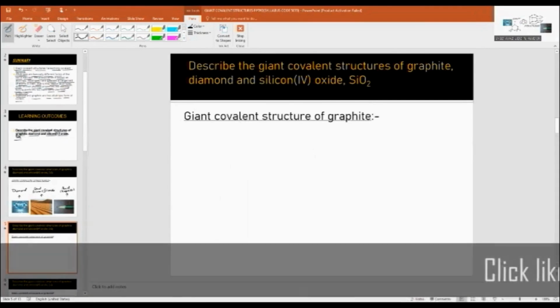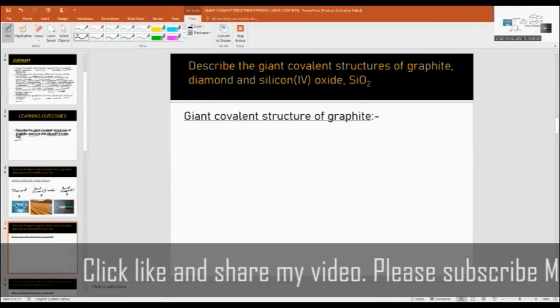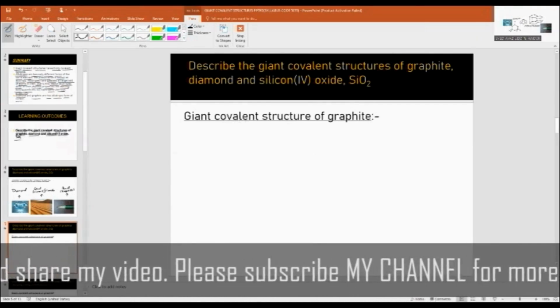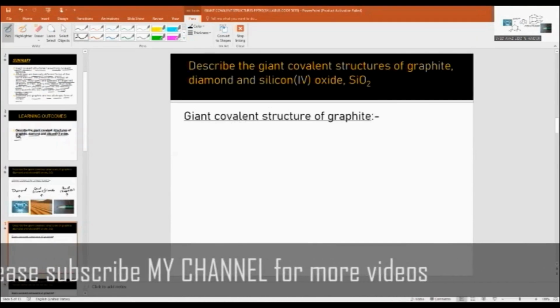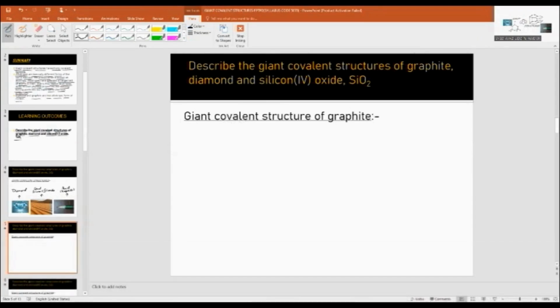Giant covalent structure of graphite. Graphite has a layered structure. Each carbon atom uses 3 of its electrons to form single bonds to its 3 close neighbors. The 4th electron in each carbon atom is free or mobile. So each carbon is covalently attached with 3 other carbon atoms in a hexagonal ring in a giant crystal lattice.